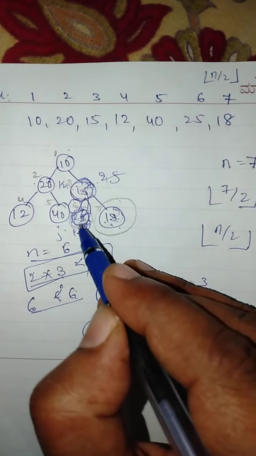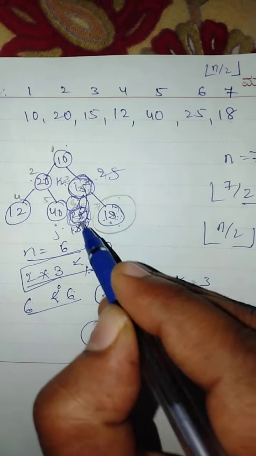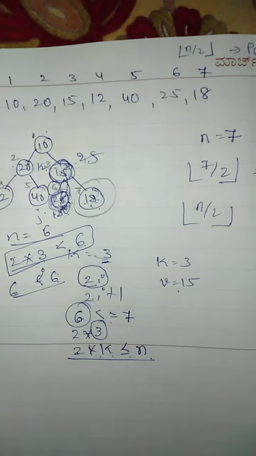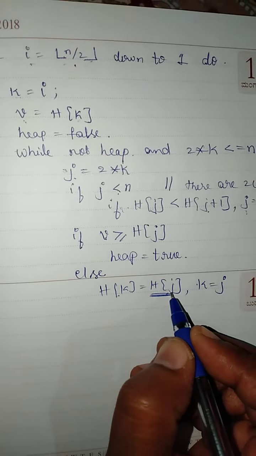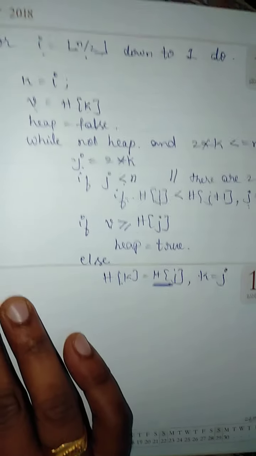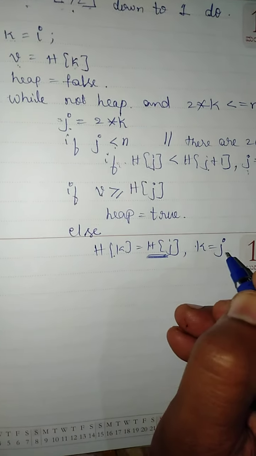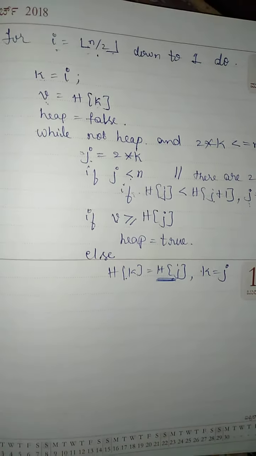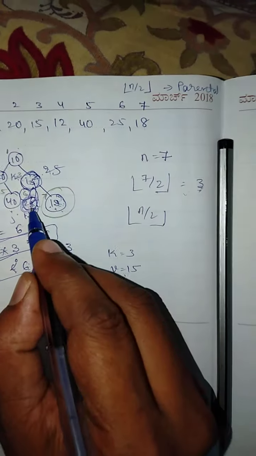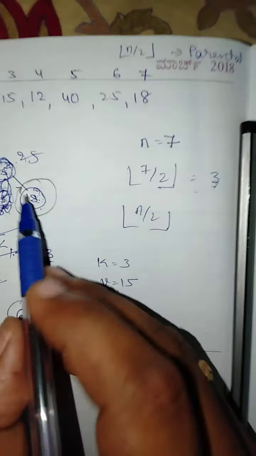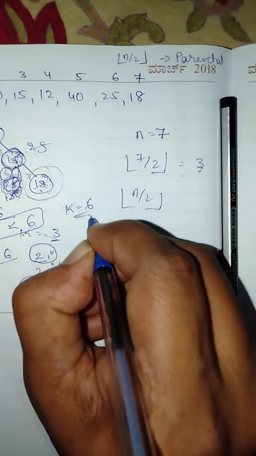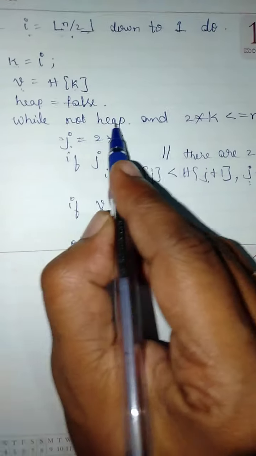So that after pushing, again we consider this node and we recursively go on checking whether it is a heap. Okay. Right. Done. So that is why there is a while loop also. Now, h of k is equal to h of j and k is equal to j. Right. Done. This is all fine. So in this case k is equal to j. Now k becomes 6. K is equal to 6. Next again go to while not heap.